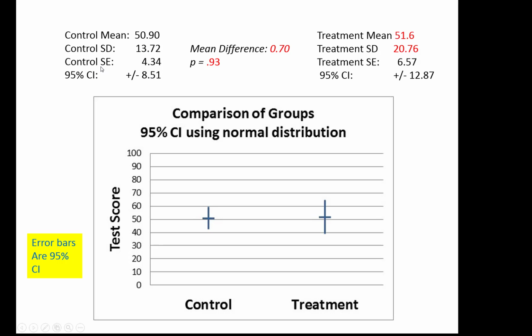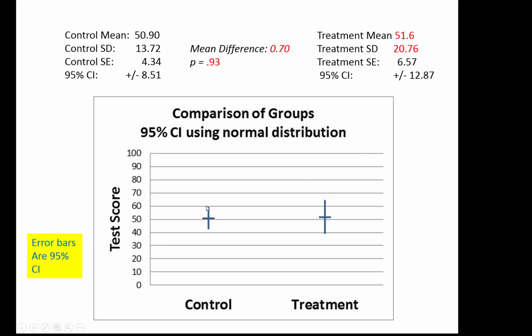Now, we also have the control standard deviation here, and the treatment standard deviation here. And then we have the control standard error and the treatment standard error. Remember, the standard error is based on the number of subjects in the study. And so the standard error for the treatment group is a little bit larger. And then this is the 95% confidence interval. This means plus or minus 12.87, which you can tell from here.